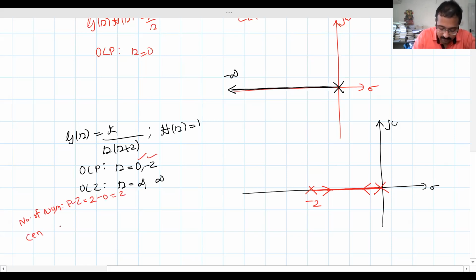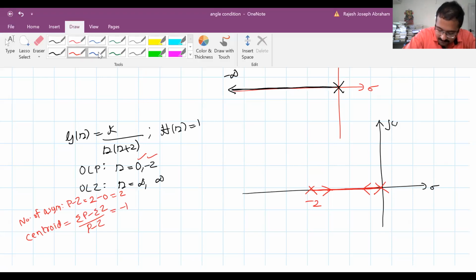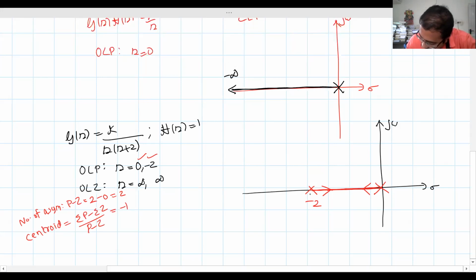Centroid. What is the centroid? The meeting point of asymptotes with the real axis. Centroid is sigma P minus sigma Z divided by P minus Z. That you substitute and solve, you will get -1. So my centroid is at -1, maybe somewhere here. That is the centroid, right?